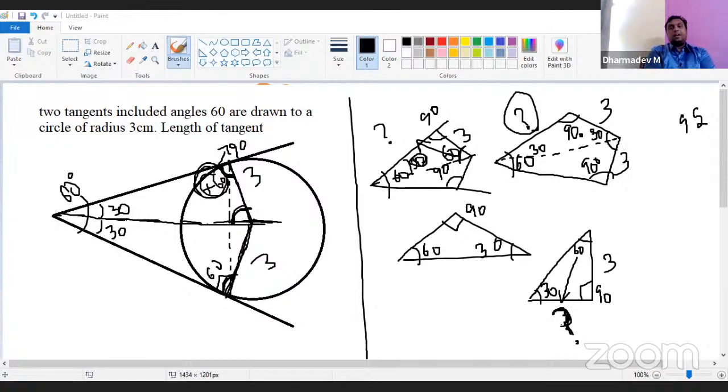What is tan 60? What is the formula of tan? Opposite by adjacent. So what is the opposite side? The value is given, 3. This is opposite, this is hypotenuse, and this is adjacent. I hope you remember the sides. So I want to find this. I have this value between 90 and 60 degrees. It is 3. What is on the hypotenuse?